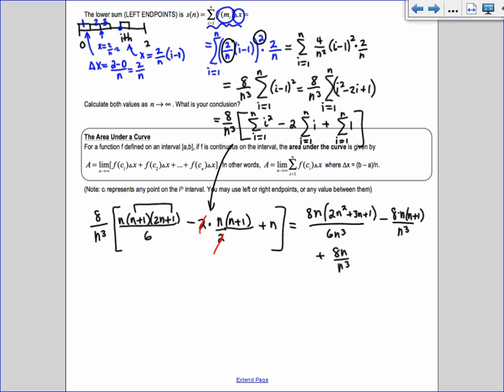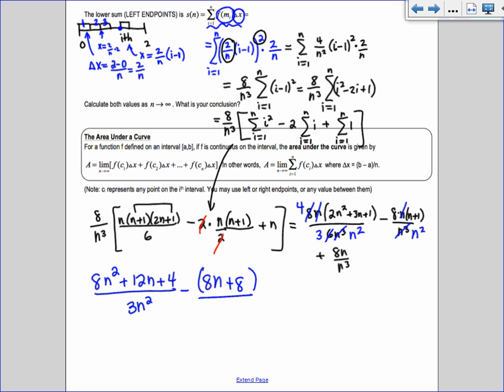And then I can reduce out. So like an n cubed will now become n squared. The 8 and the 6 make 3 on the bottom and 4 on top. So I get 8n squared plus 12n plus 4 all over 3n squared minus, and the n cubed make n squared. So 8n, I don't know if I want to distribute my negative or not. I'll leave it in parentheses. Plus 8 all over n squared plus 8 over n squared, because the n and the n cubed. Still with me?